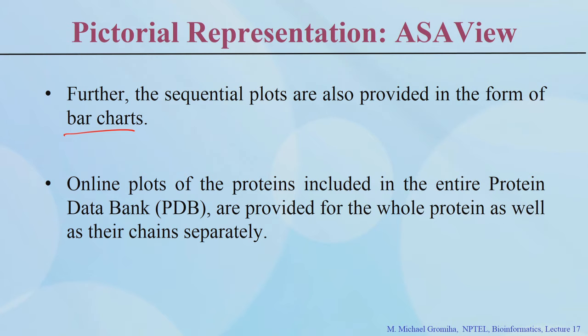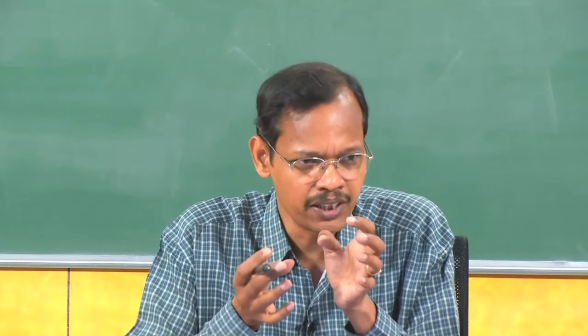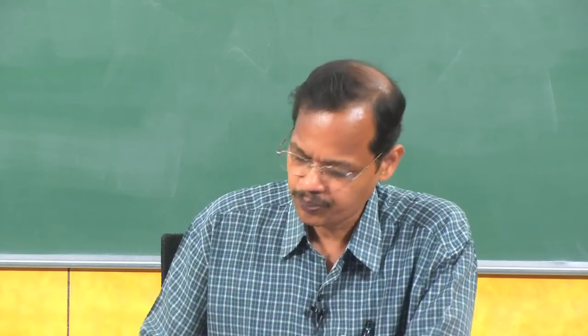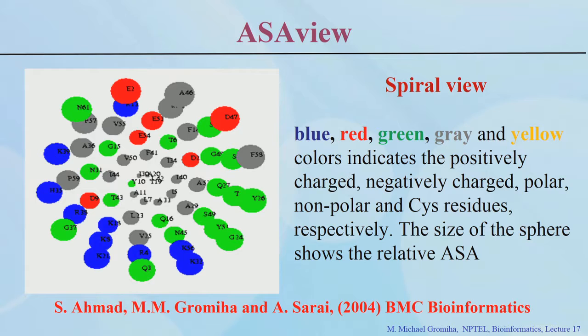You can use the online plots for any PDB ID, or you can upload your own PDB and get the plots. Now I will show you the plot. Here this is a plot for a particular protein. We got different colors, and the different colors represent the different types of amino acids.